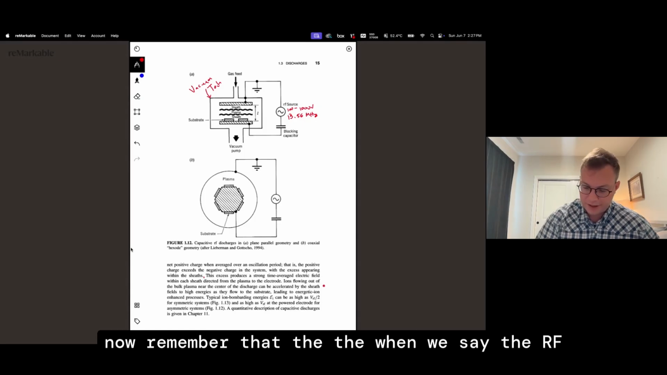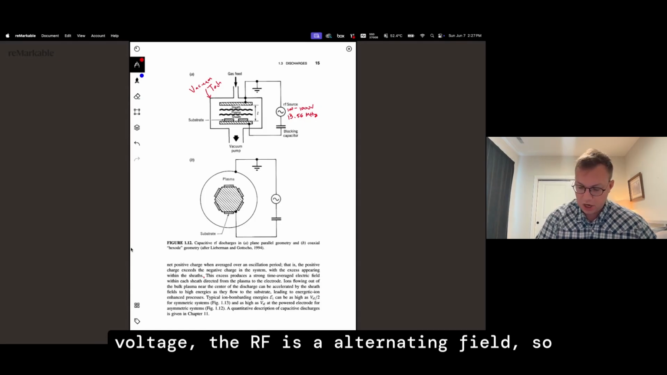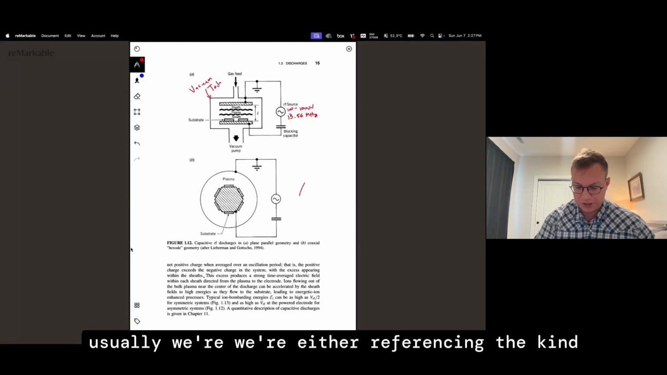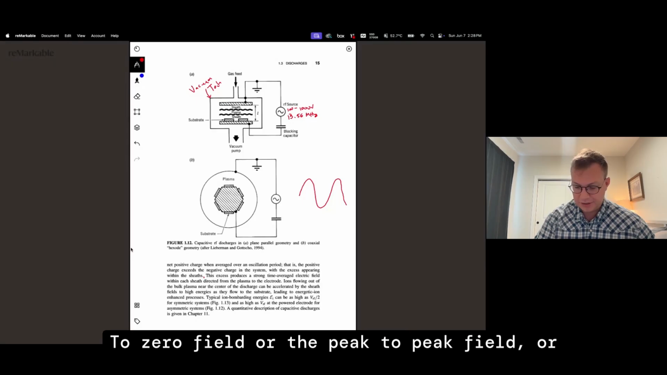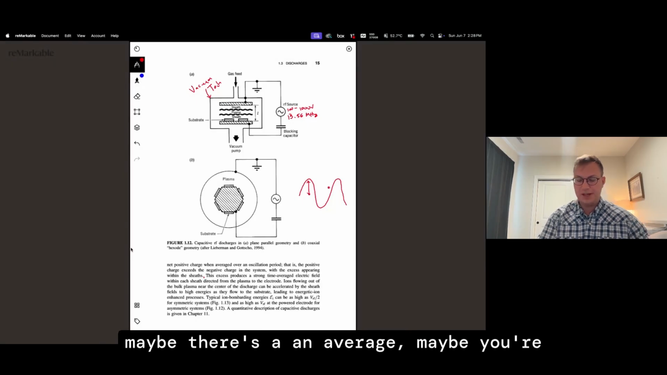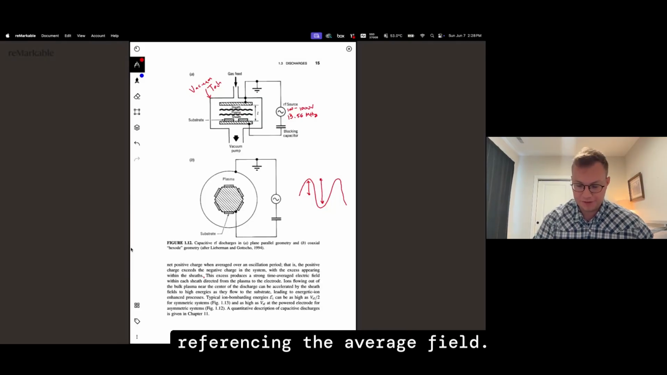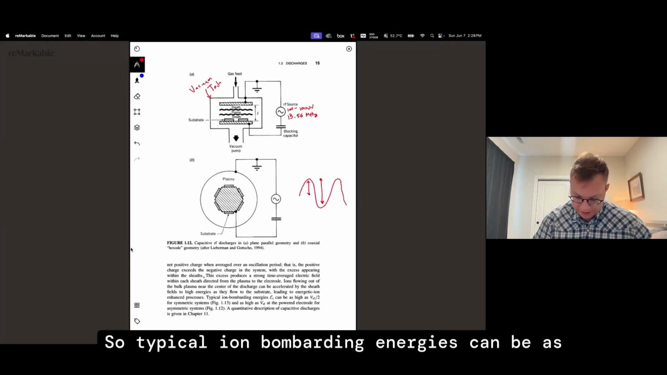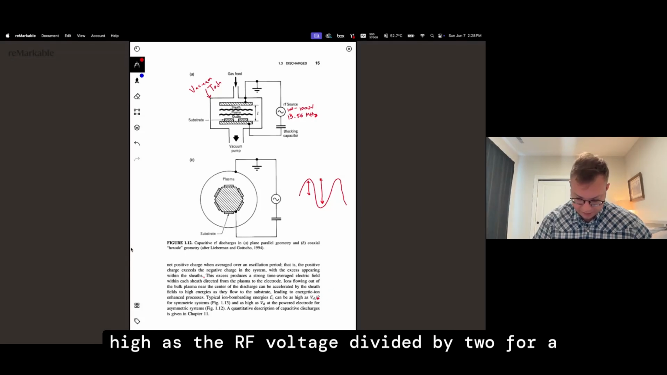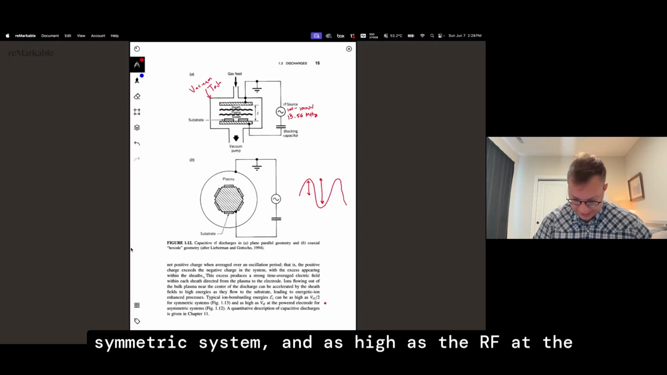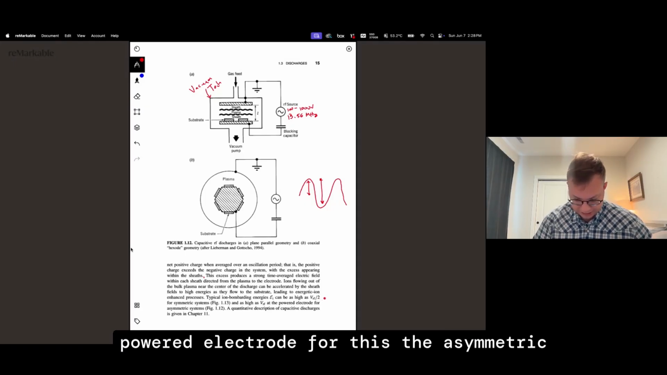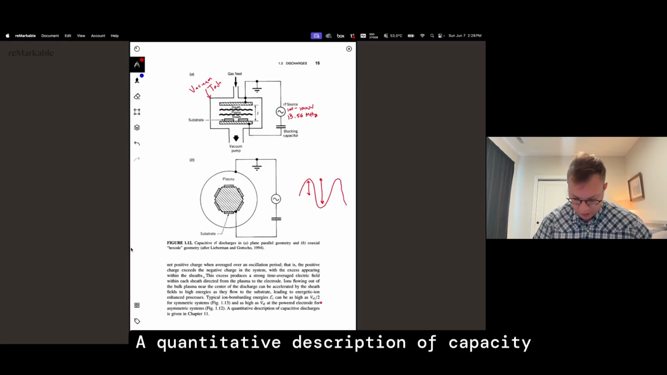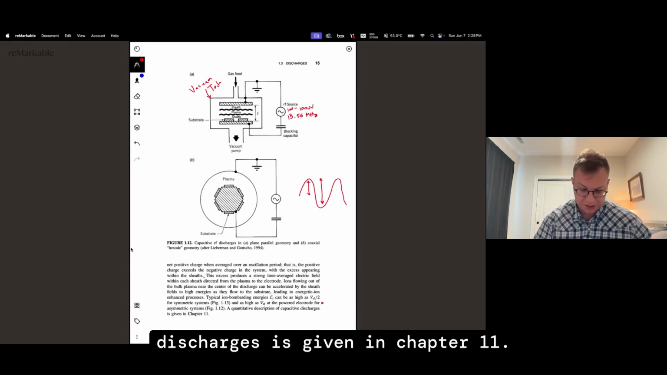Now remember, when we say the RF voltage, the RF is an alternating field, so usually we're referencing either the peak to zero field or the peak to peak field, or maybe you're referencing the average field. So just keep that in mind when we're talking about the RF voltage. Typical ion bombarding energies can be as high as the RF voltage divided by 2 for a symmetric system, and as high as the RF voltage at the powered electrode for the asymmetric system. A quantitative description of capacitive discharges is given in chapter 11.